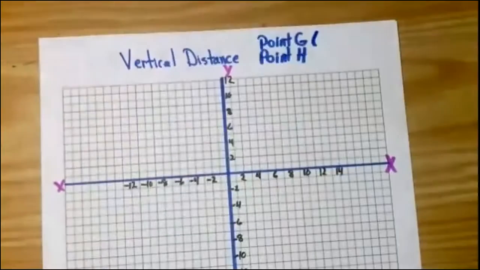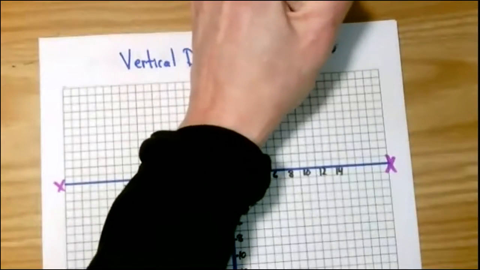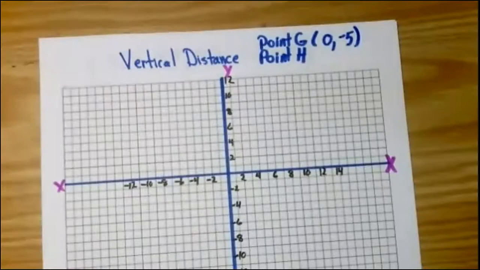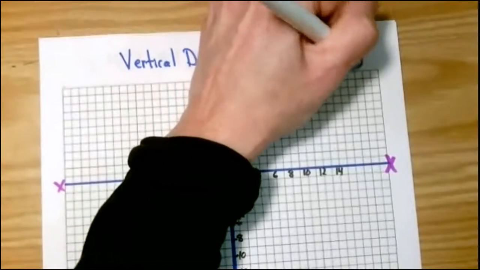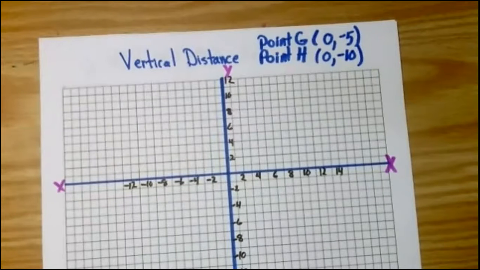Point G is going to be 0, -5. Point H is going to be 0, -10. Now let's plot those points.